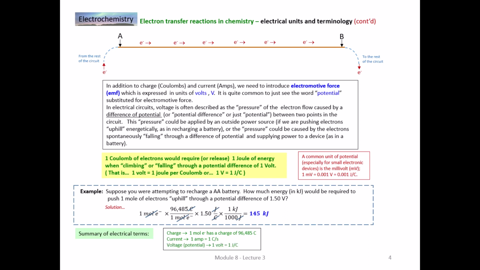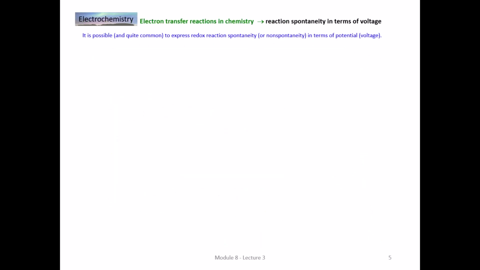Voltage or potential would be 1 joule, 1 volt would be 1 joule per coulomb. Now let's return to redox reactions and try to apply these terms, starting with voltage or potential. It is possible and quite common to express redox reaction spontaneity or non-spontaneity in terms of potential or voltage, and not just in terms of free energy change.